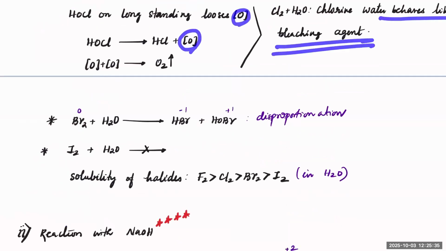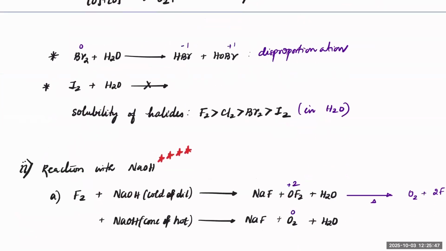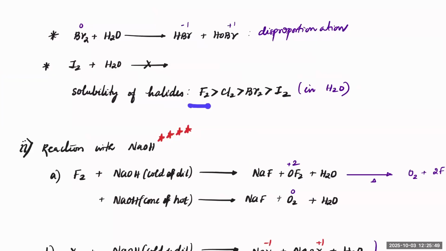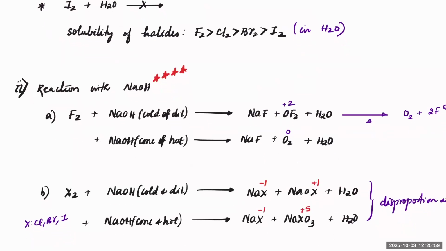Bromine water will also get disproportionated easily, but iodine does not get disproportionated. In fact, it is very difficult to dissolve iodine because of its high non-polar character. And that's why you can see the solubility order also. So this is the solubility order. Clear?